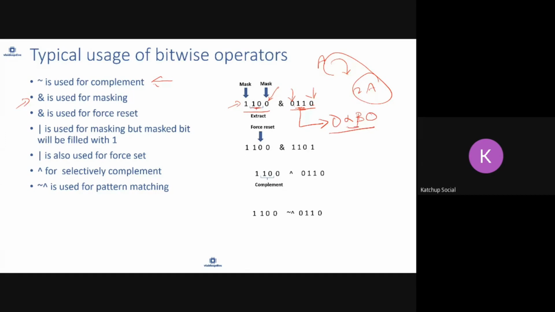If this was 1 0, it will come 1 0. It was 1 1, it will come 1 1. So AND is used to mask and extract the data. And AND can also be used to force reset certain bits of a bus.